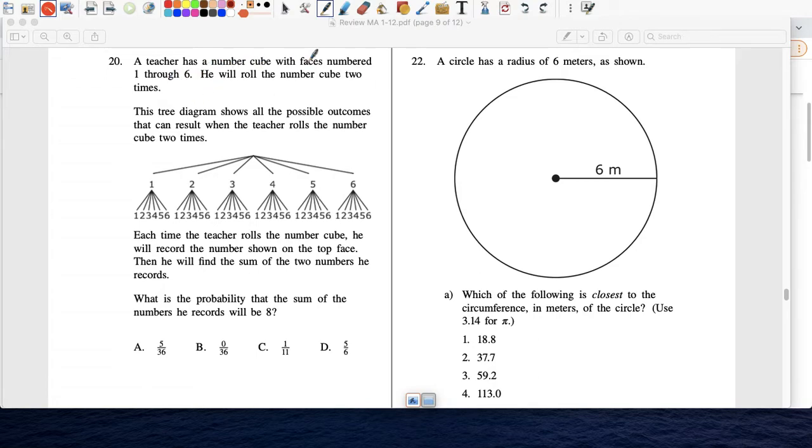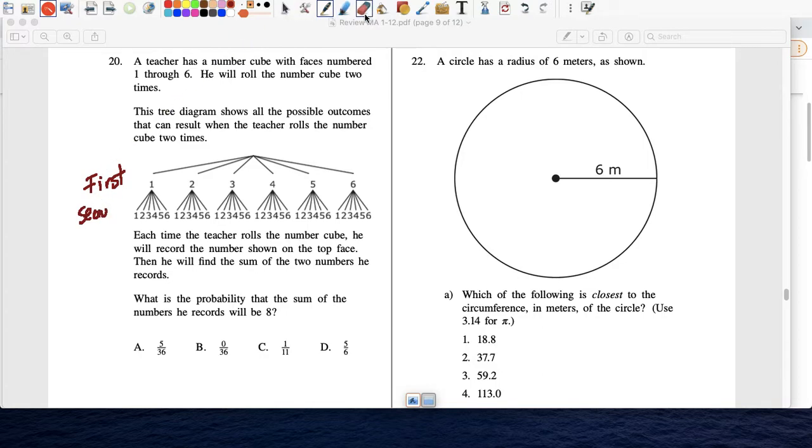The teacher has a number cube with number faces 1 through 6. So 2 dice, right? 2 regular dice. He's going to roll the 2 cubes. So think about what happens if you roll the number 1 on the first one. Let me call this the first roll, and this is the second roll.